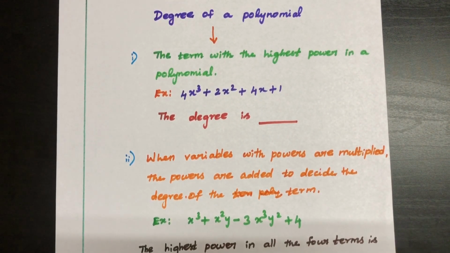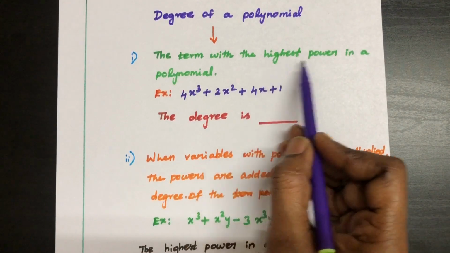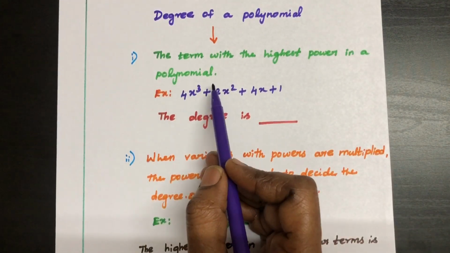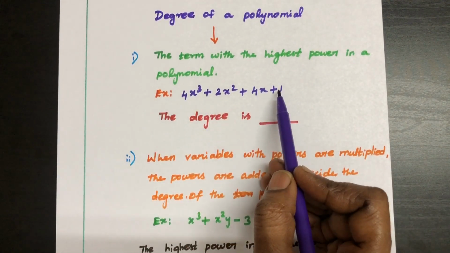Degree of a polynomial. The term with the highest power in the polynomial. See, this is a polynomial.